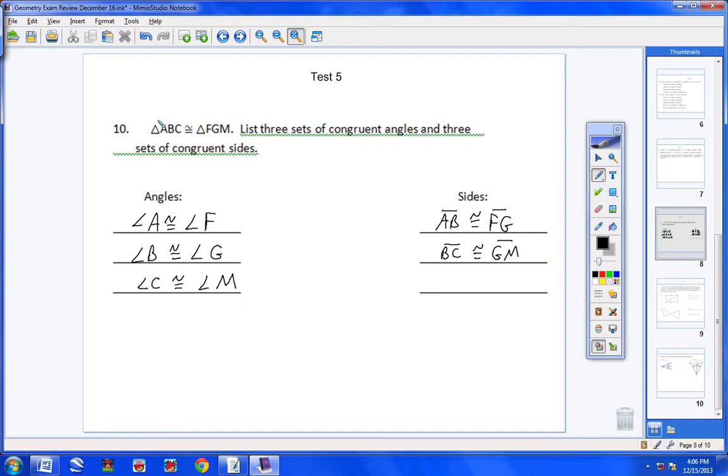Okay? And now lastly, we have our first letter A and our last letter C, AC, and our first letter F and our last letter M, FM. So we have AC is congruent to FM. Okay, so this side of the triangle is congruent to this side over here. That's really pretty easy to do. So do be able to list out the corresponding angles and the corresponding sides when you are given a triangle congruent statement. Okay? All right, let's continue on.